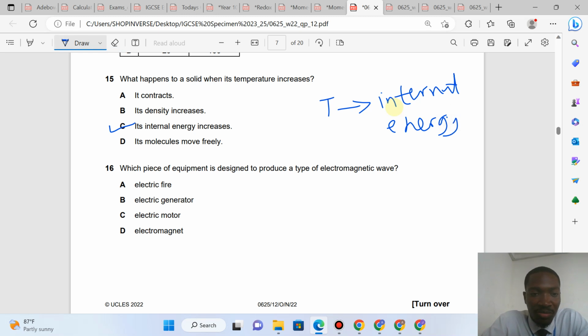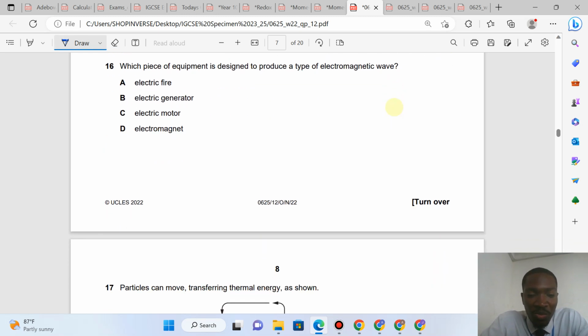Question 16. Which piece of equipment is designed to produce a type of electromagnetic wave? A. Electric fire, B. Electric generator, C. Electric motor, D. Electromagnet. Electromagnet would produce magnetism. Electric motor will produce electric current.